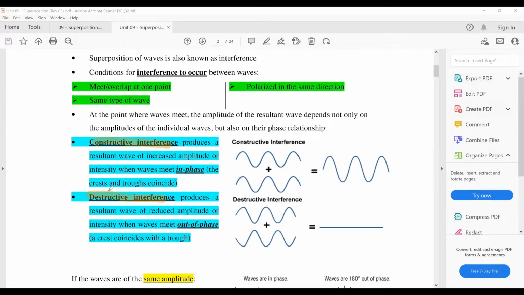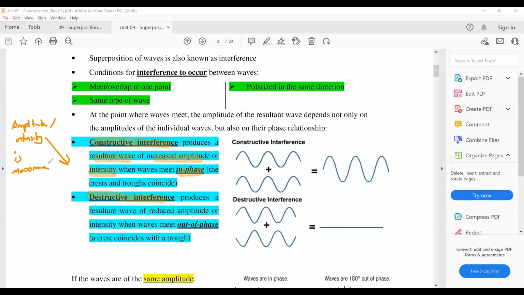When we talk about constructive interference, it is where you get a resultant wave of increased amplitude or intensity when waves meet in phase. Okay, so what we'll tell you here is that the amplitude or intensity is actually maximum.